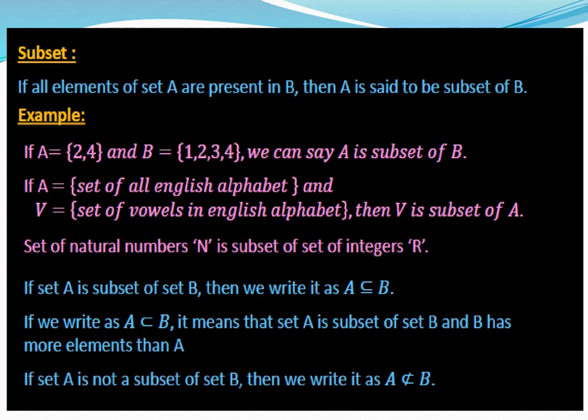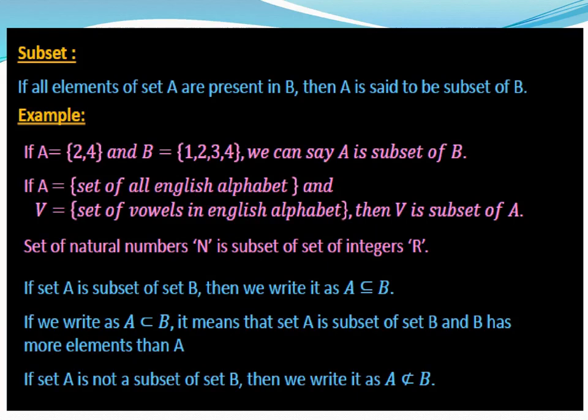Okay, na students? If set A is a subset of set B, then we can write it as A ⊂ B. And also we can write A ⊆ B. Sometimes two sets are equal, then we will write A ⊆ B. If we write A ⊂ B, it means that set A is a subset of set B and B has more elements than A. If you write A ⊂ B, then B contains more elements than A. If set A is not a subset of B, then we write A ⊄ B.